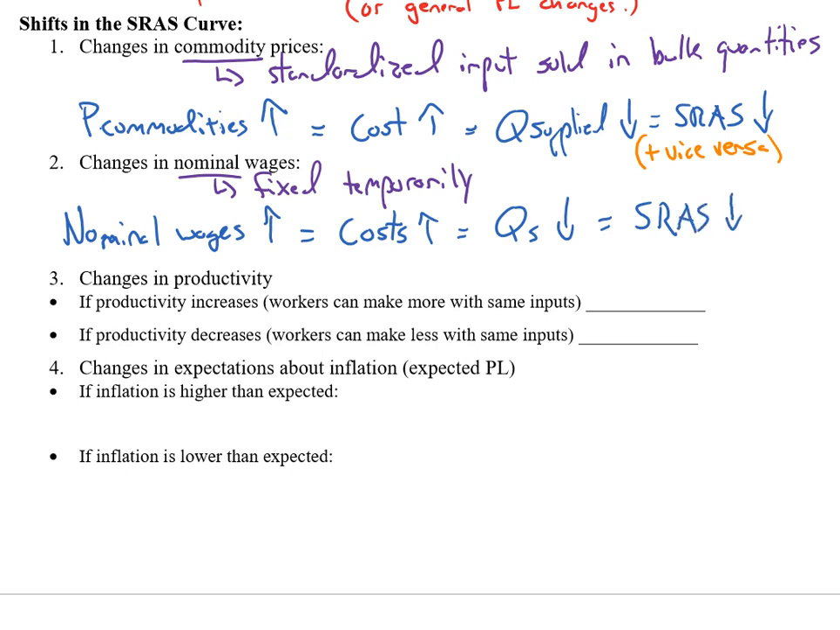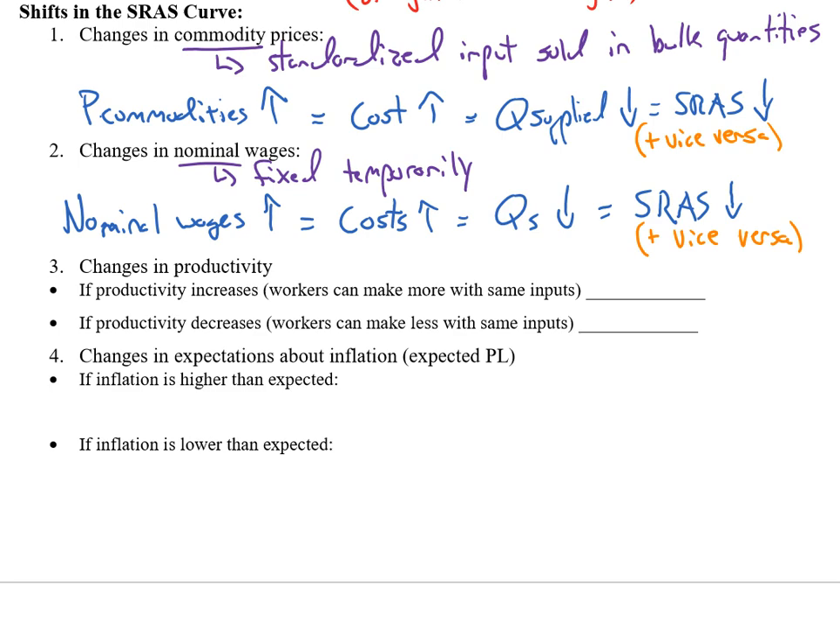So these first two are really related to cost of the business. If price of inputs, price of wages are increasing, quantity supplied and short run aggregate supply will go down. And I'm going to write vice versa here. If the opposite happens, short run aggregate supply will go up. The third one and the fourth one are a little bit different. And so the third one talks about changes in productivity, which is something that's going to be really important in our economy. If productivity increases, short run aggregate supply will increase. If productivity decreases, short run aggregate supply will decrease.